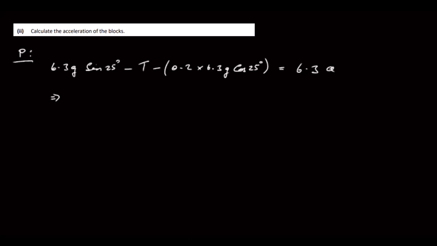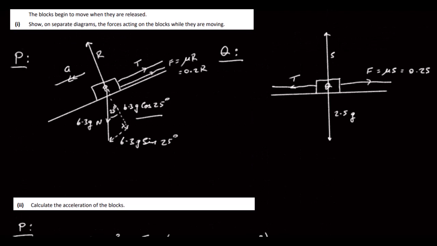So when you simplify all of this, you can do this and this on your calculator and subtract them. When you do all of that, you get 14.90136293 minus T, and that's equal to 6.3a. This is equation number 1. Let's have a look at Q then. So same thing for Q. If we look at Q here, Q is going to move to the left.